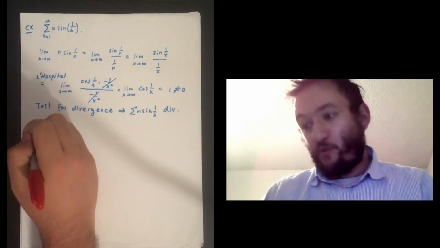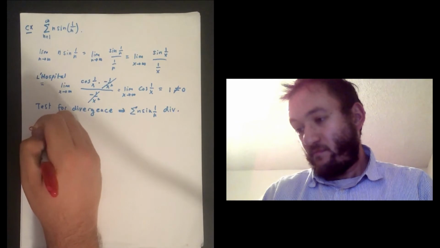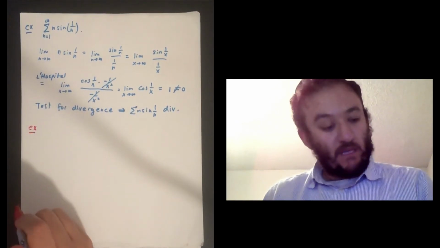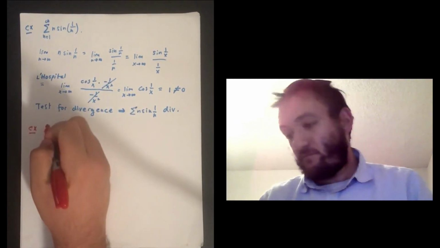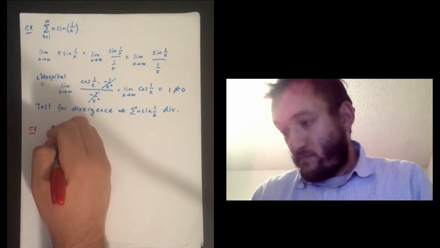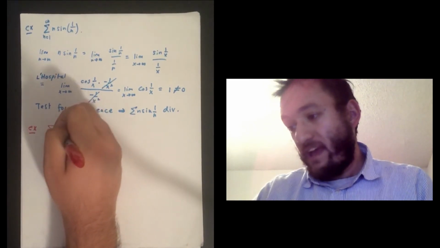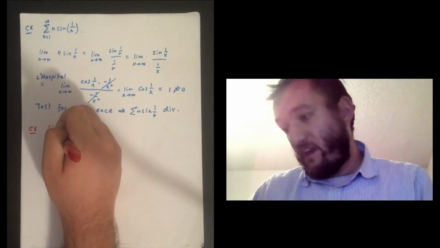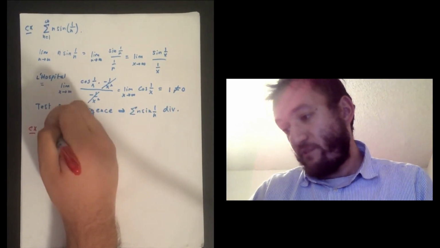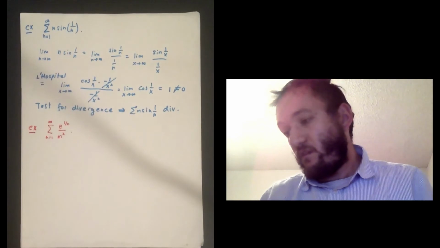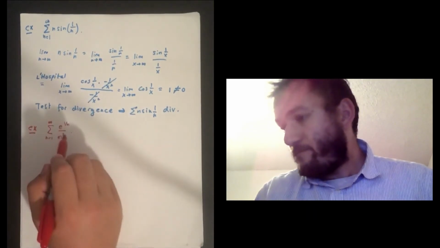Let's do a couple more. If we have the sum of e to the 1 over n divided by n squared, where n goes from 1 to infinity. This is a tricky one.